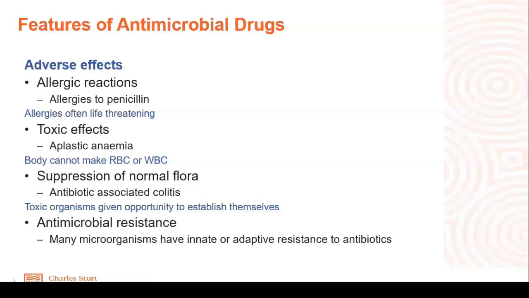So what does that mean? If somebody's given a broad spectrum prescription of antibiotics, it's going to work against the pathogenic organisms, but also will wipe out the normal flora, particularly in the gut. In that case, a toxic organism such as Clostridium difficile is given the opportunity to establish itself in the colon, for example. And Clostridium difficile is very difficult to remove once it colonizes the colon.